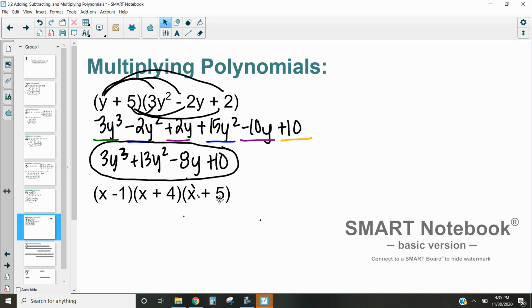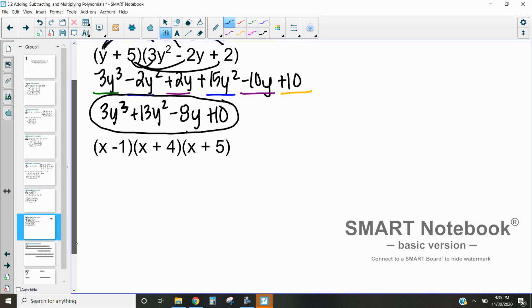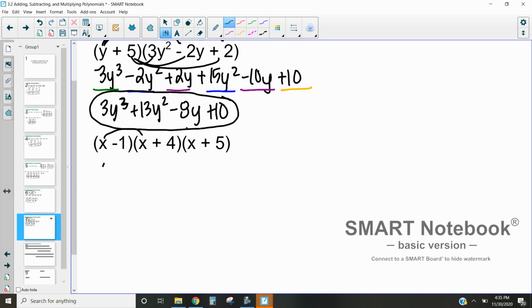Okay, now let's multiply out this next one. Notice how this one here actually has 3 parts. So when we have one that has 3 parts, what we have to do is FOIL one piece and then use that FOIL piece to be multiplied by the next one. So let's go ahead and take a look at this one all together. So x times x would give me x squared. x times 4 gives me plus 4x. Negative 1 times x will give me a negative 1x, and a negative 1 times 4 is a negative 4.